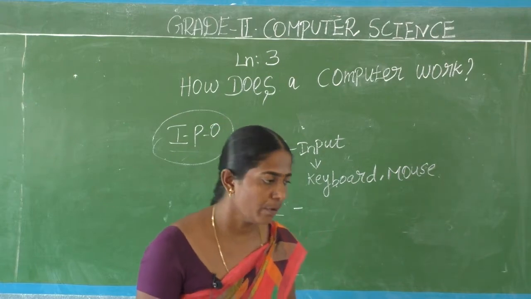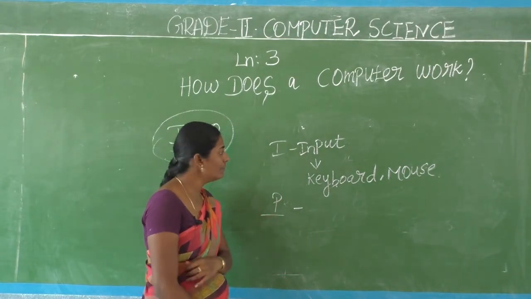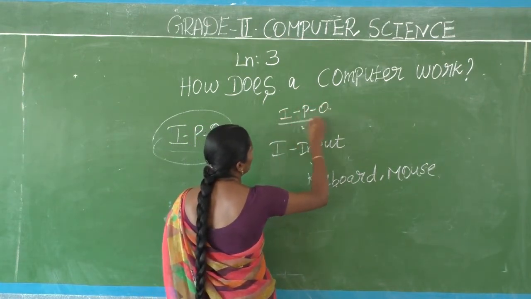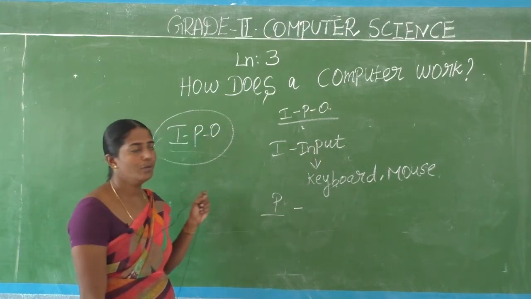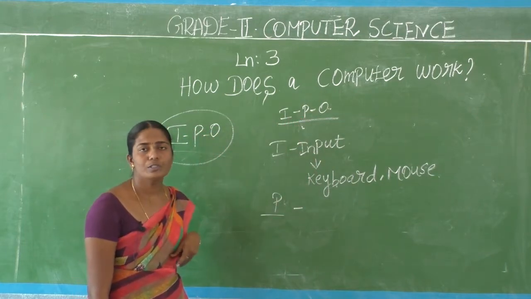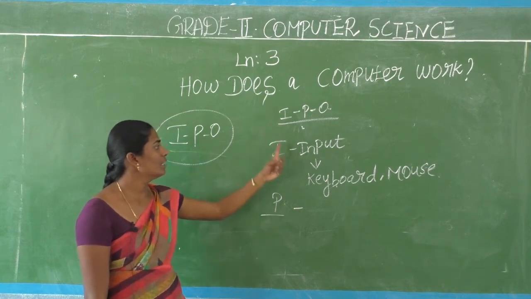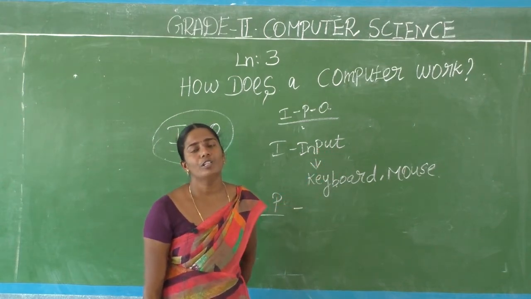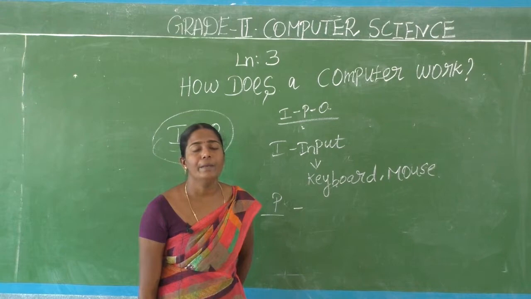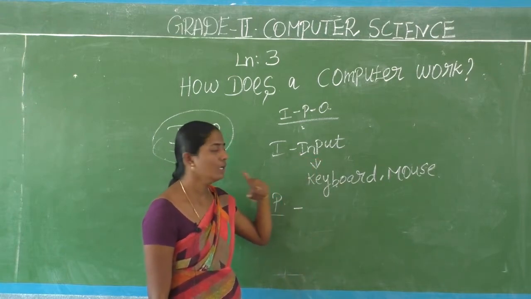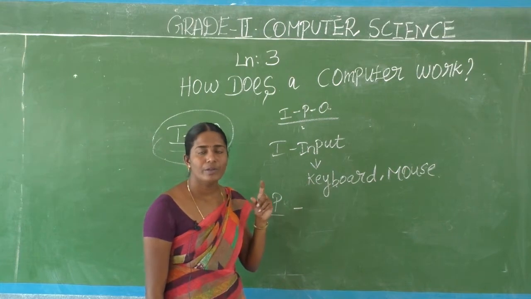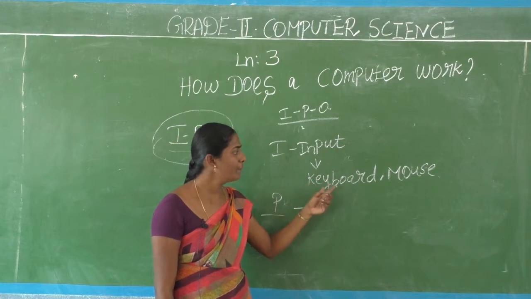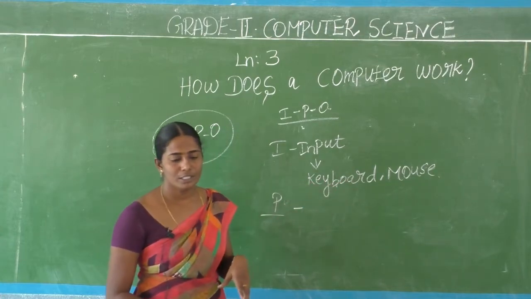It's okay. I'm going to tell it one more time. See, what is this IPO? I means input, P processing, O output. What is the spelling for input? INPUT. Input. So okay, see what the input is: we give the data to the computer with the keyboard and mouse.